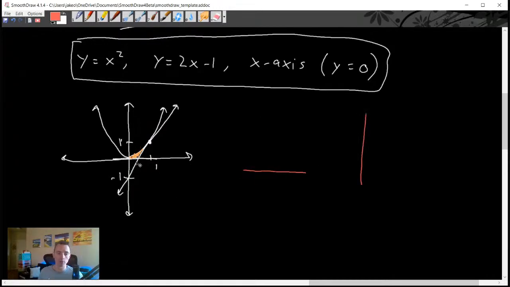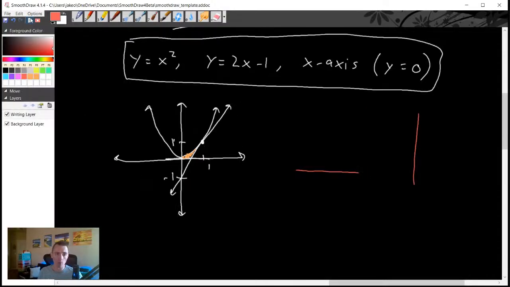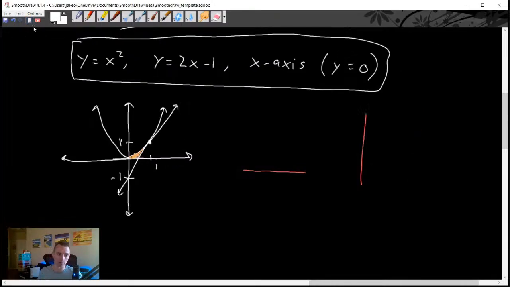So when we went horizontal, we had the same left and right function all the way through. That's definitely better. So we want to integrate this horizontally, which means we're going to integrate with respect to y, which means what we need to do is take our equations and solve them for x. So let's go ahead and do that.